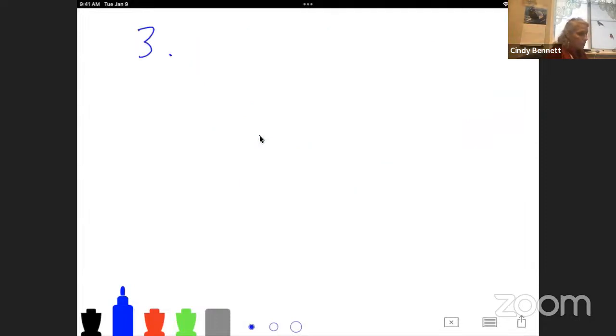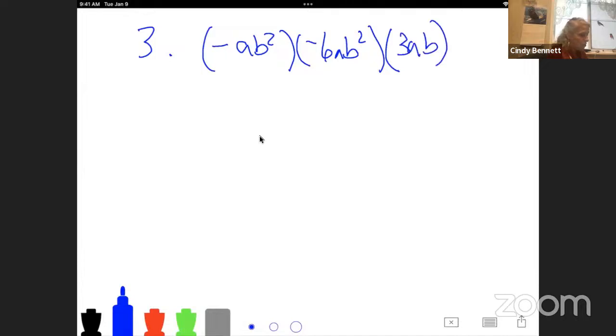Number 3, this is not combining as in addition. This is multiplication. You have the parentheses here. There is no addition or subtraction sign. So that means that you have to multiply everything. Everything is multiplied. So you are going to multiply everything.